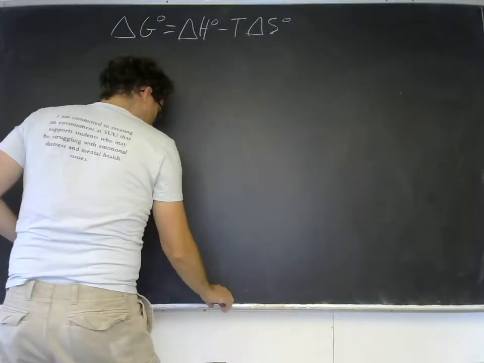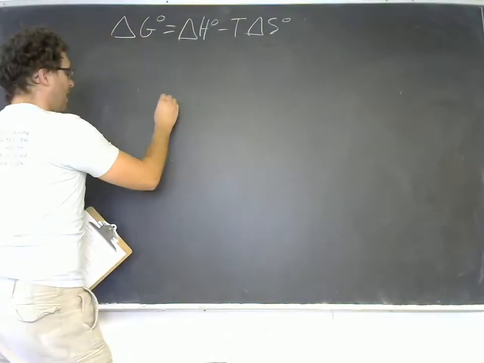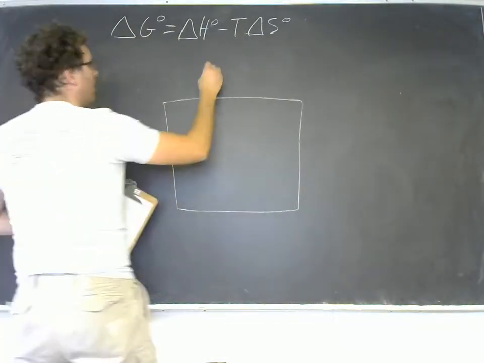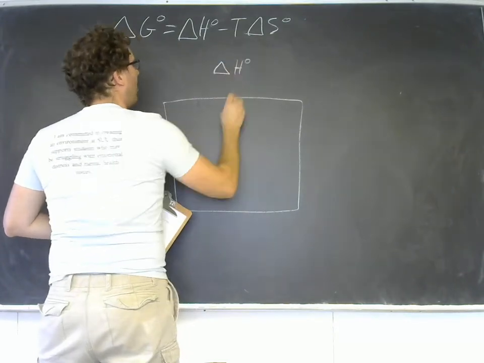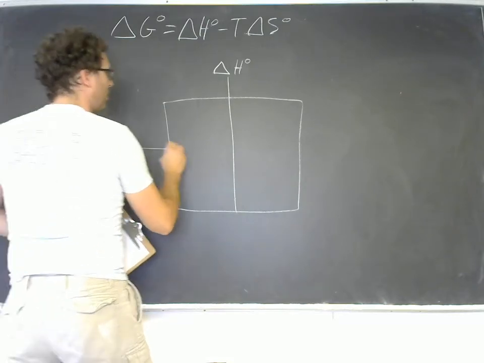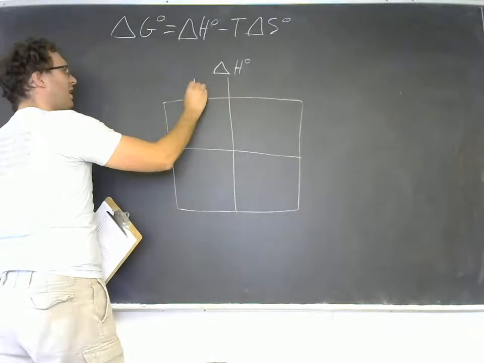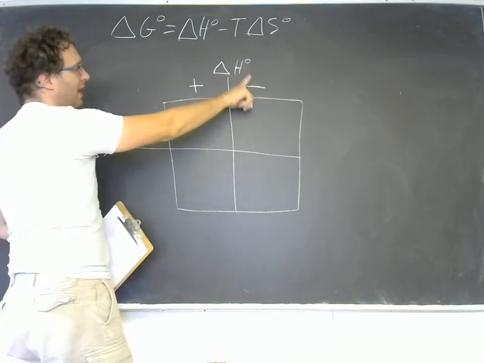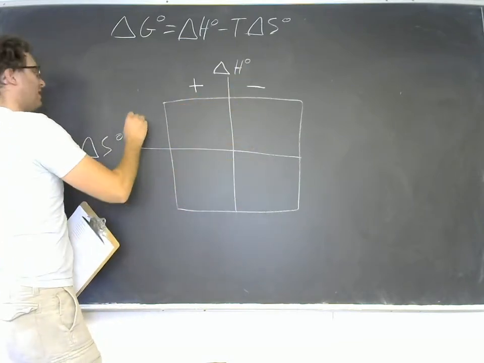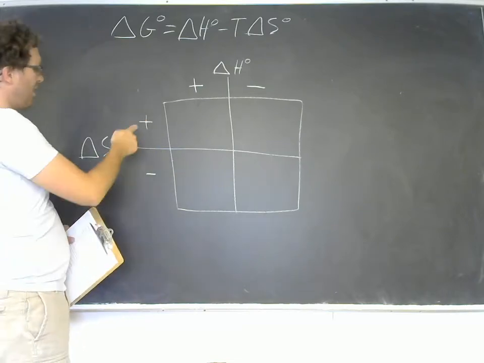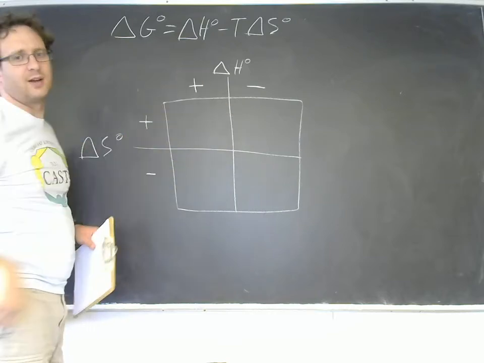Okay, so I actually like to represent this in a slightly different way than your textbook. It's the same idea, but I like to draw a sort of a quadrant diagram, and we'll put delta H naught up at the top here, and we'll put delta S naught over here on the side. And delta H naught can be positive or it can be negative. So these are endothermic reactions and exothermic reactions. And delta S naught can be positive or it can be negative. And so these are exergonic and endergonic reactions.